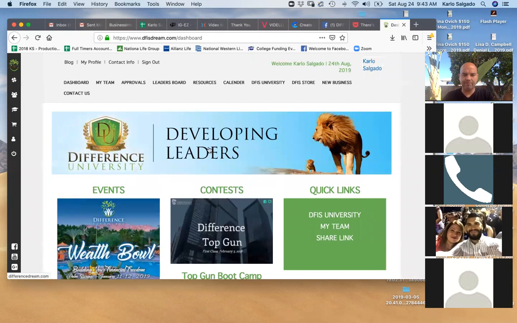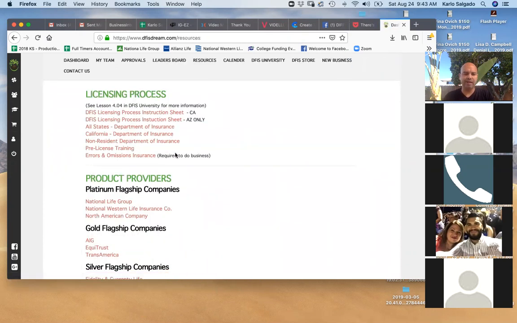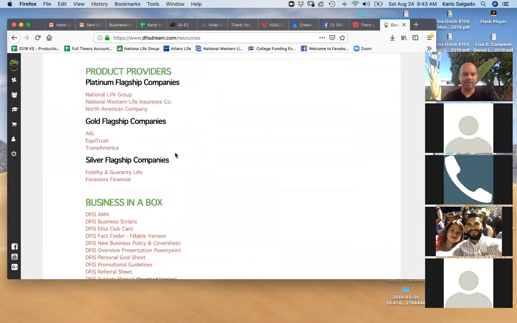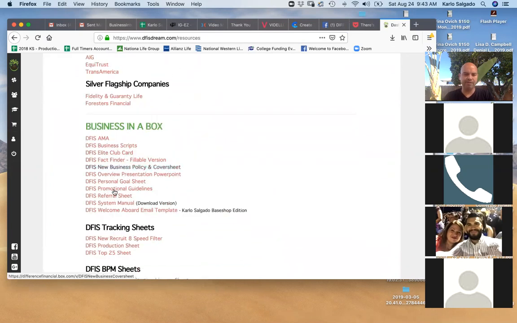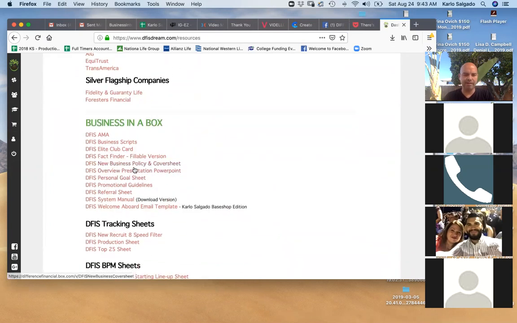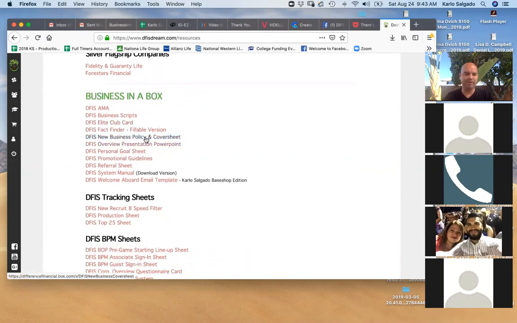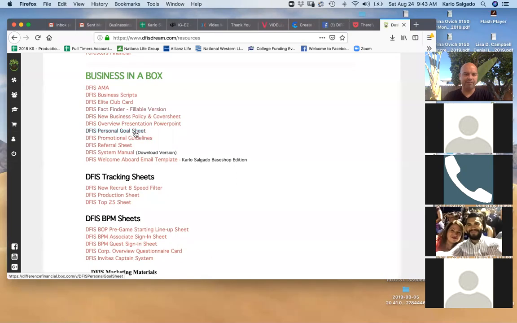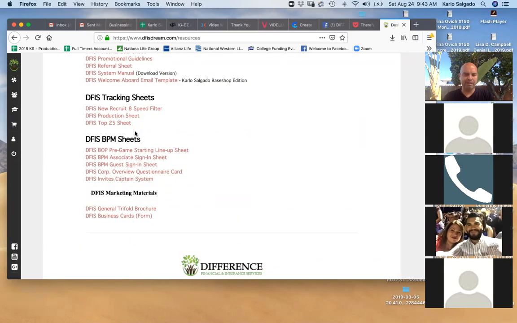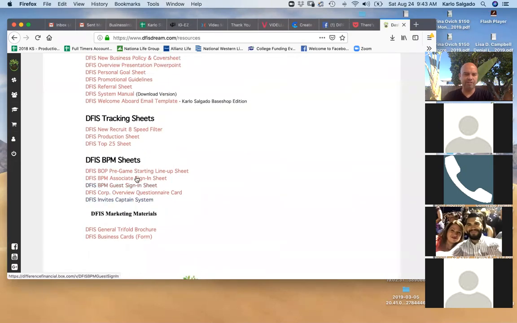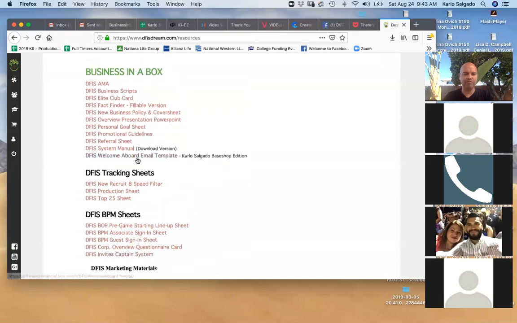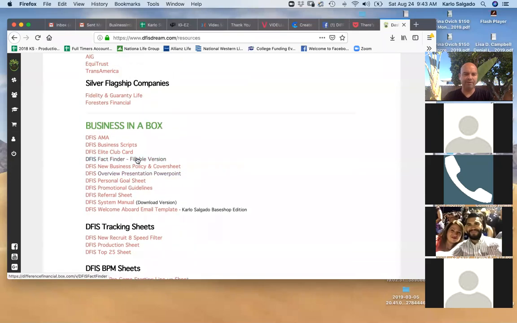And this is our back office here, right? This is something that we're constantly trying to work on and get better. But right now, it's good enough because it has resources, right? It has licensing processes. It has kind of your business in a box, things that you're going to need. Welcome aboard, business scripts, a fact finder, right? I'm not going to go into detail, but we have a lot of tools back here that I want to show you.